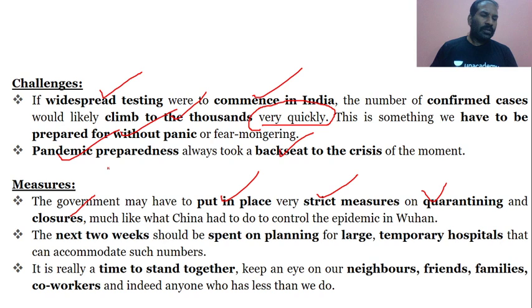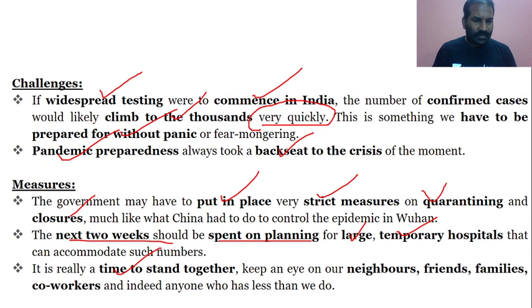And in the next 2 weeks, time has to be spent on planning, in regards to large and temporary hospitals that have to be built or accommodated, the way China has gone ahead, making sure that all the patients with symptoms can be placed or quarantined in the existing hospitals. And if they are not sufficient, then we have to go ahead with large and temporary hospitals and make sure that the virus is not spreading, and that we are quarantining the patients with symptoms. And it is really a time to stand together.